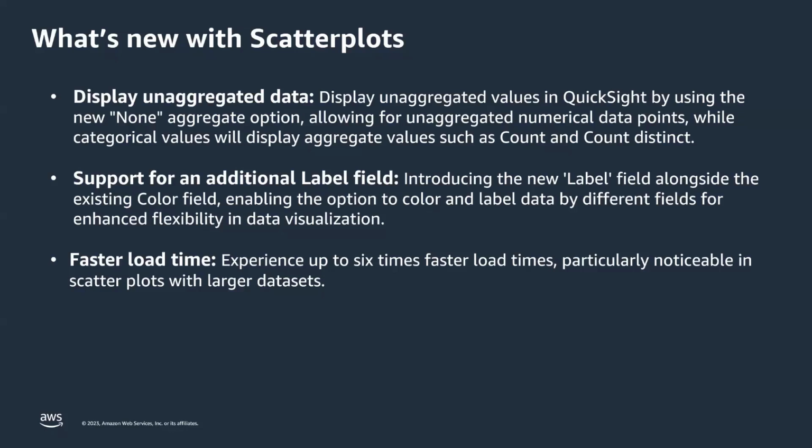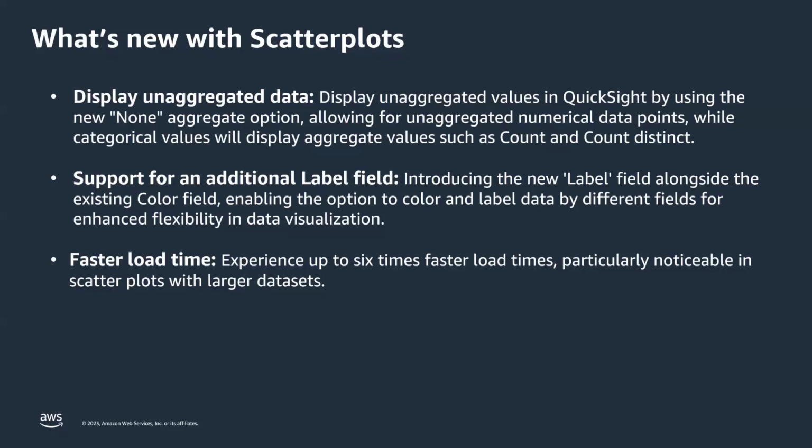Secondly, we added the ability to have a second grouping dimension, which we call a label field. Previously, we had a single dimension which would apply both the color and the data label. Now we split this field into two separate fields. One is purely for applying color, and the second, which is a new addition, is for applying your data labels. This gives you additional flexibility and helps you cater to more nuanced use cases.